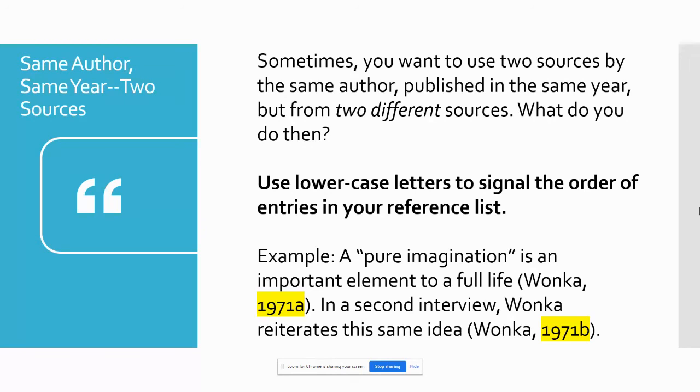Whichever source comes first in your references page, put a lowercase a next to the date without any space in between. Whichever source comes second in your references page, put a lowercase b next to the date without any space in between, and so on.